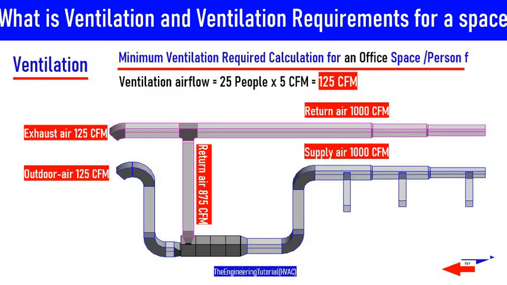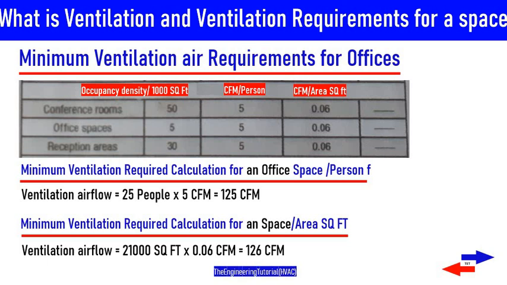So 125 CFM is the outdoor air required for 25 people in the office, based on the number of people that we have just calculated. The second example, let's say we have an office area of 210 square feet times 0.6 CFM per square foot. That gives us 126.